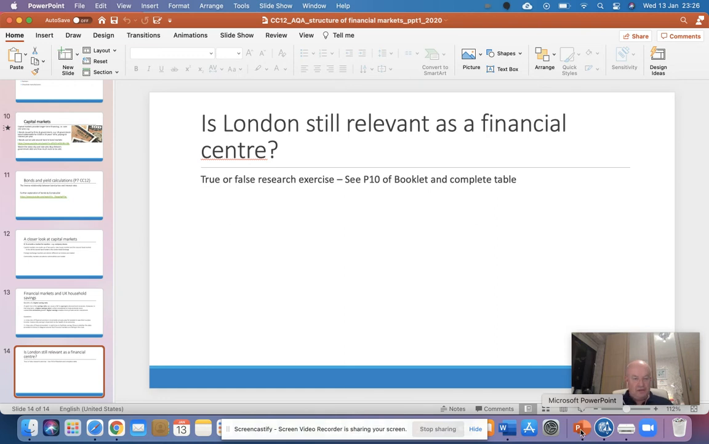Good afternoon, ladies. This is the second presentation for CC12. We're going to start to look at commercial banks and investment banks.